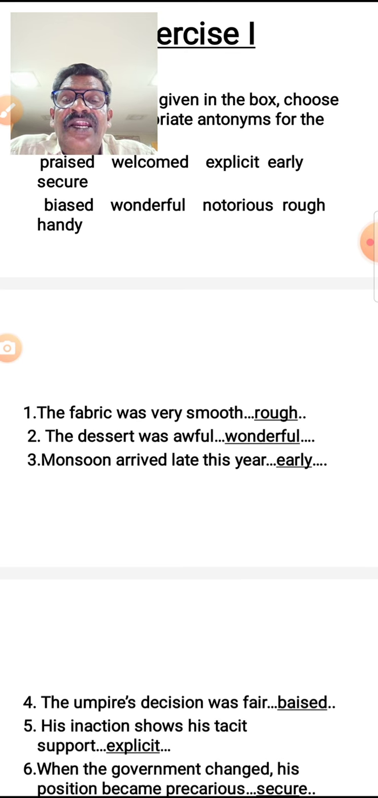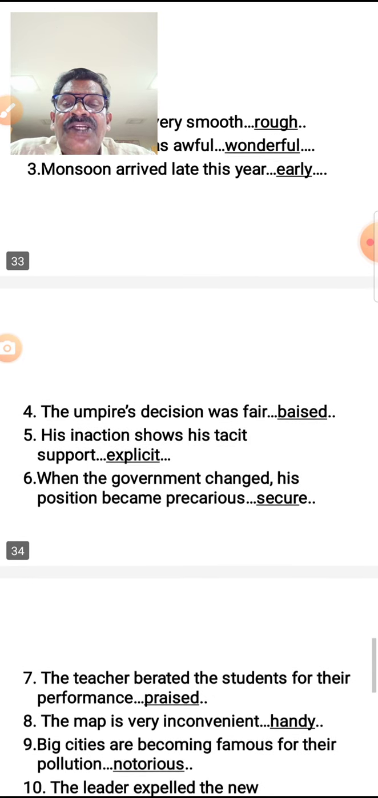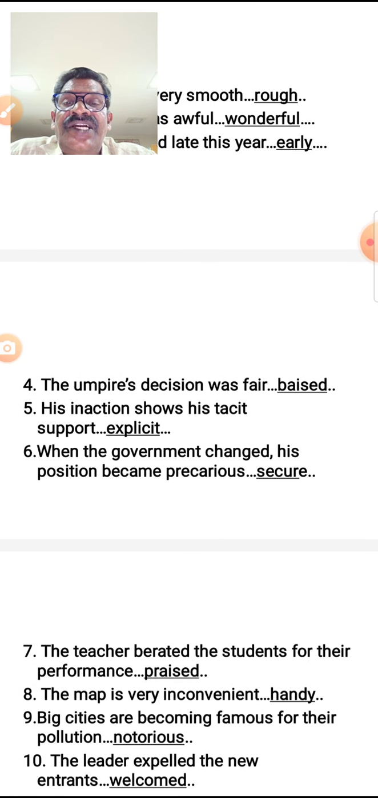Monsoon arrived late this year. For late, the antonym, or opposite word, is early. Early. Right? And now let us come to the fourth sentence.